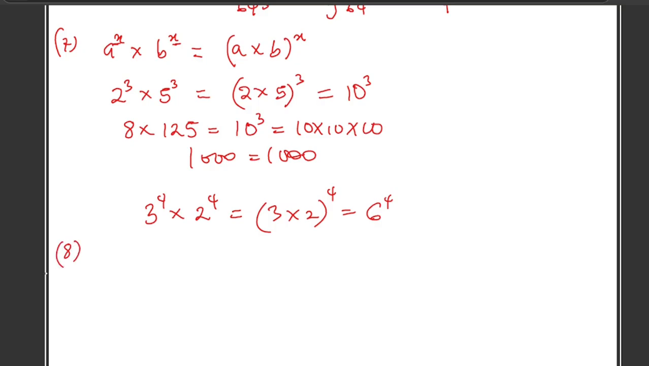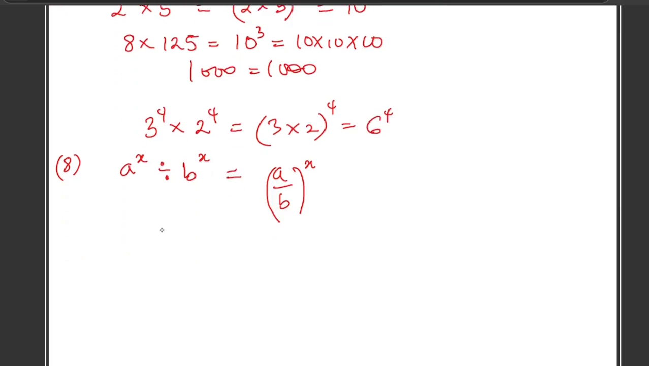Then the eighth law we have here is very similar to this, except that the sign you have here is the division sign. a to the power x divided by b to the power x. This also means we are dividing two numbers in index form. They have different bases but the same indices. This is simply equal to a over b, all raised to the power x. Just like for multiplication it is a times b all raised to the power x, here it is a divided by b all raised to the power x.